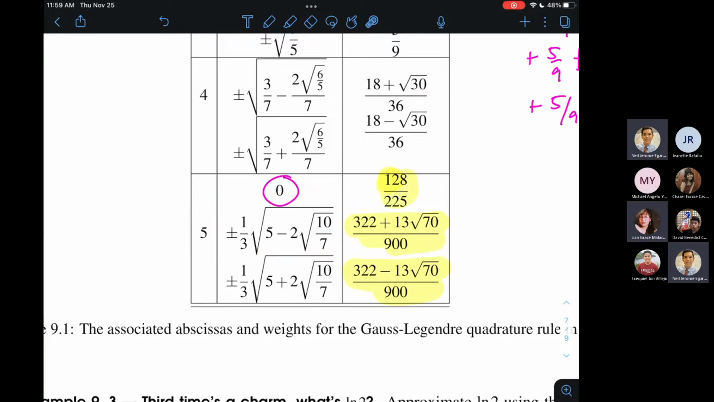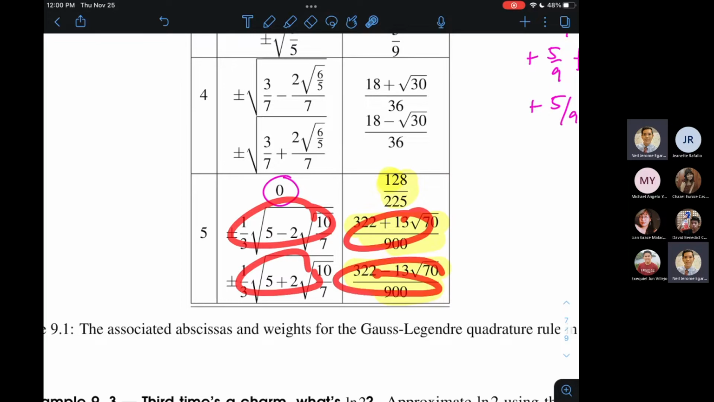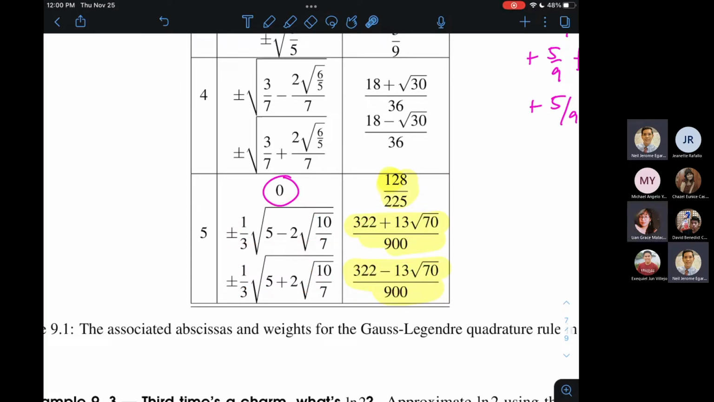Dito po, sir, dalawang ito, naka-plus minus siya, no? Nagtipid kasi ako sa space at mahirap mag-type sa LaTeX. So, messy talaga mag-LaTeX, kaya inisa ko na lang siya na row. Pero ang ibig sabihin niya ay dalawang number, itong plus or minus 1/3 times root ng 5 minus 2 root ng 10 over 7. Pareho silang may root na 322 plus 13 root 70 over 900. Lima pa rin, tatlo lang yung distinct numbers, pero bawat isang abscissa, meron siyang naka-assign na weight.